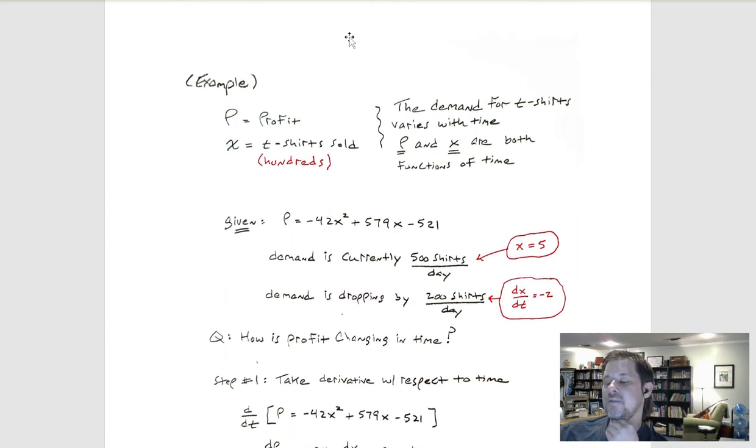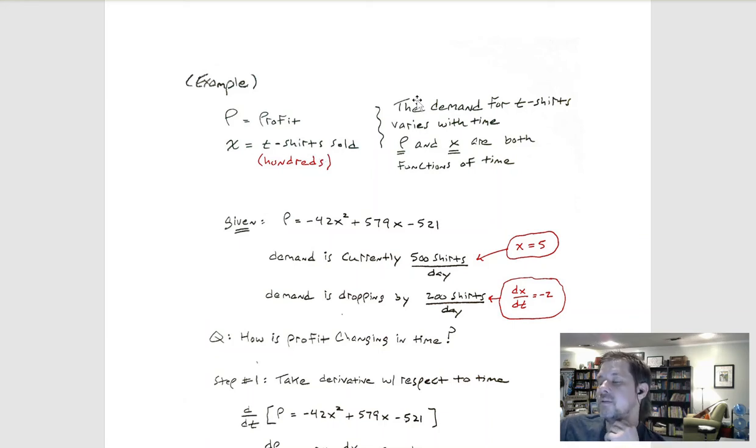Okay, so let's say we have this other scenario, which I think on the MyMathLab example I took this from, it said the bookstore selling t-shirts or something like that. Okay, so we got P, the profit from selling the t-shirts, and x, the number of t-shirts sold, and that's going to be in hundreds.